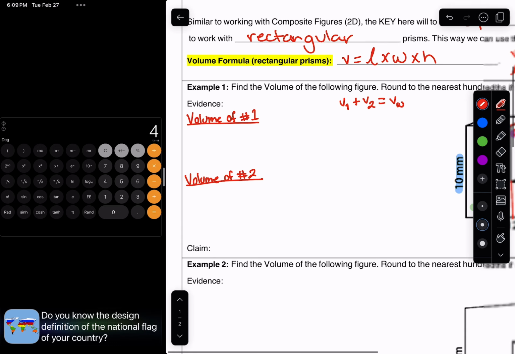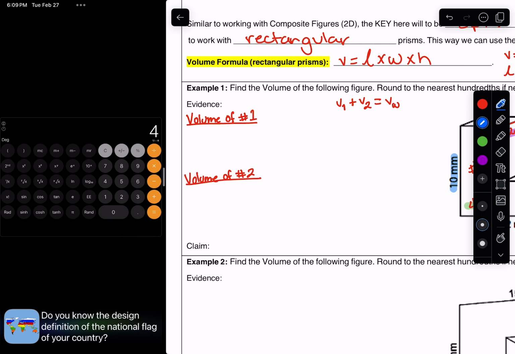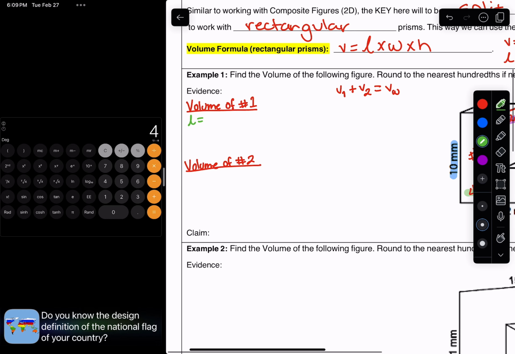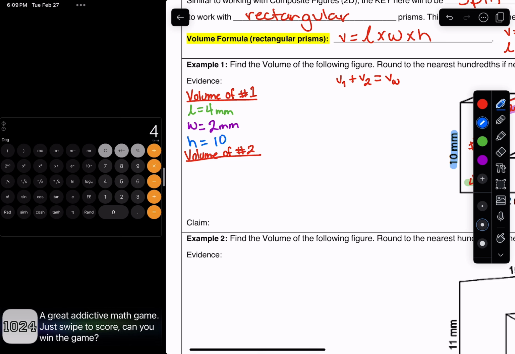So volume of number 1. And you see what my length, my width, my height is. Length is equal to 4 millimeters. Width is 2 millimeters. And height is 10 millimeters. Putting that together, I'll make this one orange.